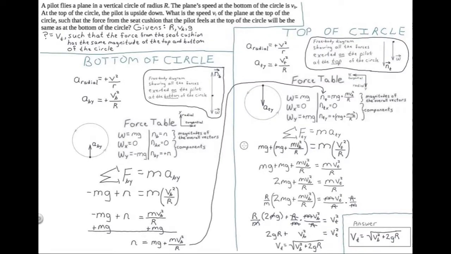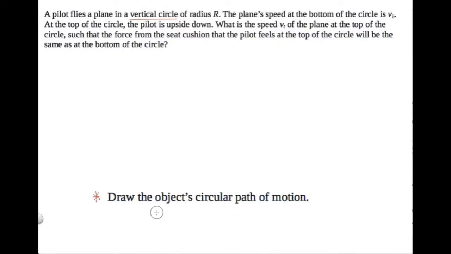Here's a summary of the solution to the problem, and let's discuss the solution step by step. For a circular motion problem, we should draw the object's circular path of motion. Now, the problem tells us that the pilot is moving in a vertical circle. So, we represent the pilot's path of motion with a drawing of a vertical circle. And for the sake of concreteness, let's make the arbitrary assumption that the pilot is moving counterclockwise around the circle.